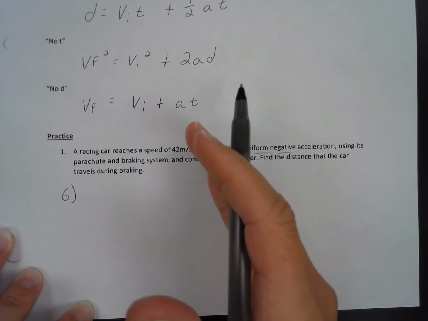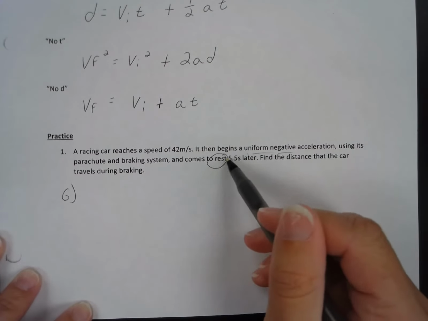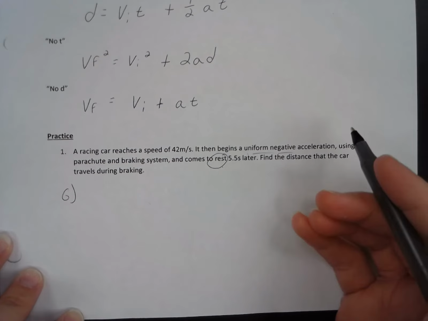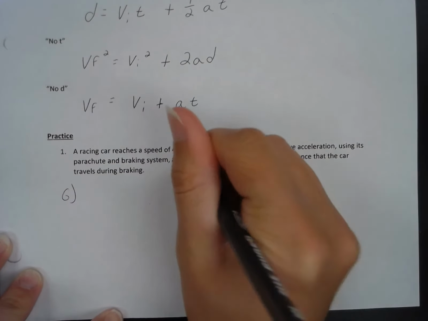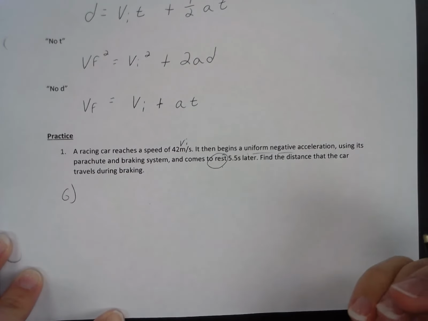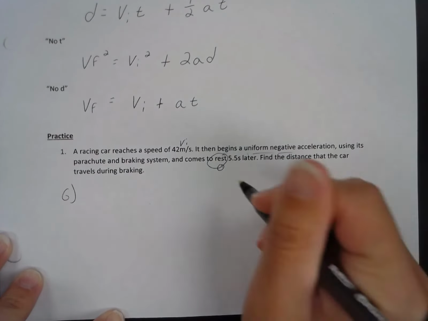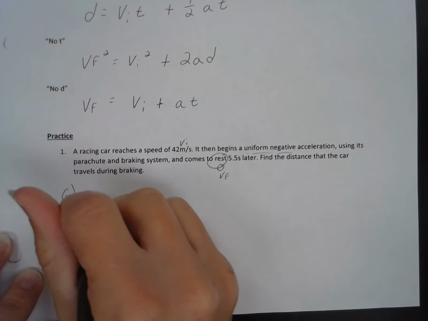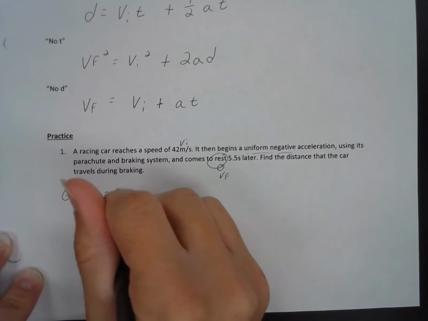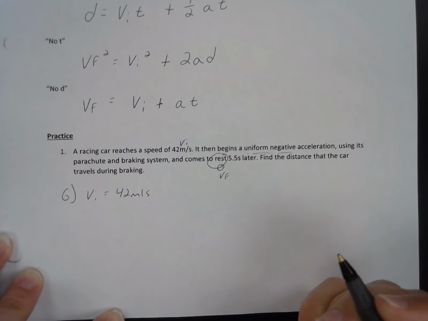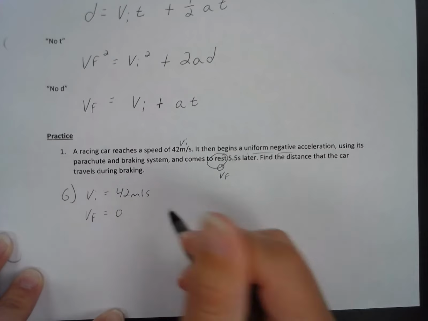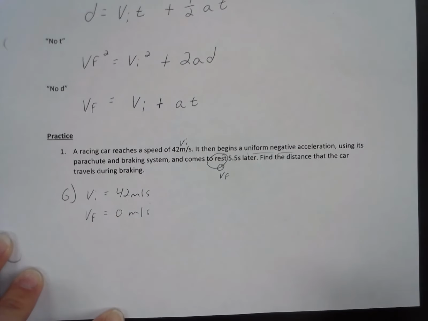So I start at 42 meters per second, and coming to a rest means that I'm stopped. So if something's at rest, it's stopped. If I come to a rest, that's a 0, and that's how fast I was moving at the end of this problem. So my initial speed is 42 meters per second. And my final speed, if I come to a rest at the end of this problem, is just going to be 0 meters per second.